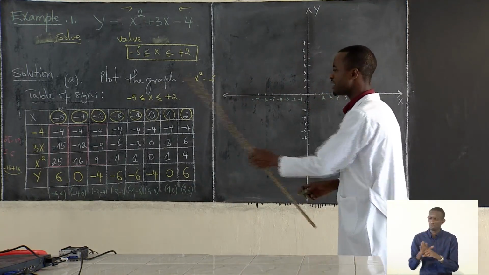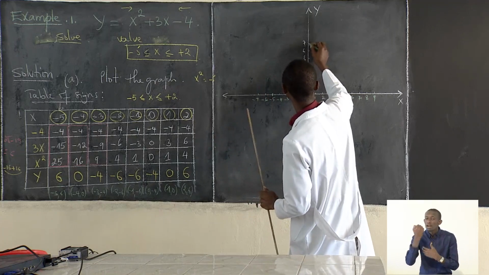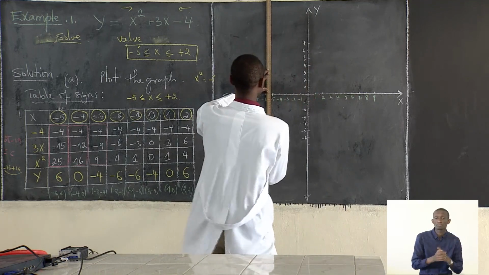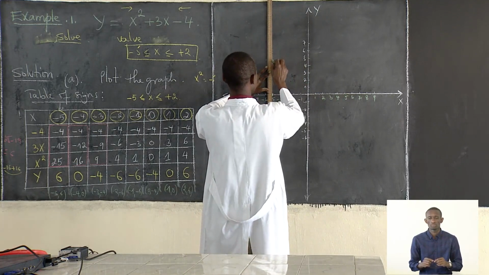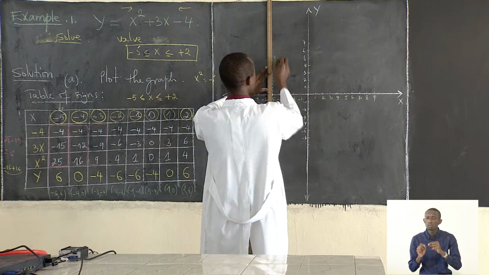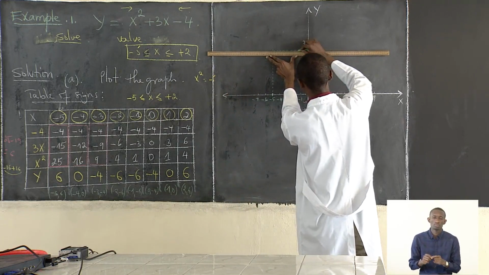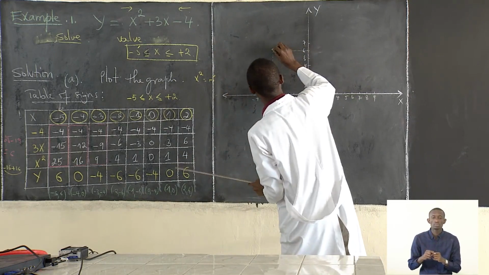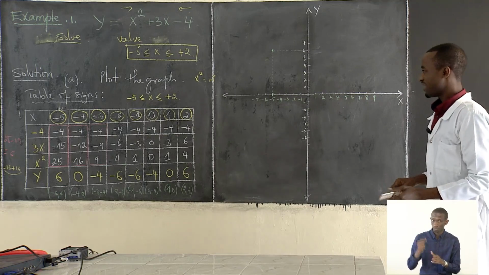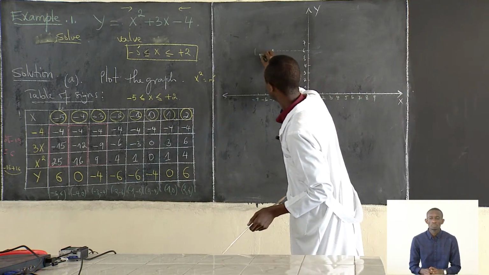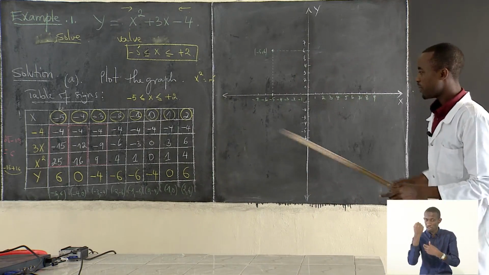We have point number 1, it is negative 5 and 6. Where is negative 5? It's here on x and 6 on y. We try to put it there. I'm trying to locate my point, it is here. This is the first point we have. Have you seen it? The first point is there. Can you name it? It's called negative 5 and 6.